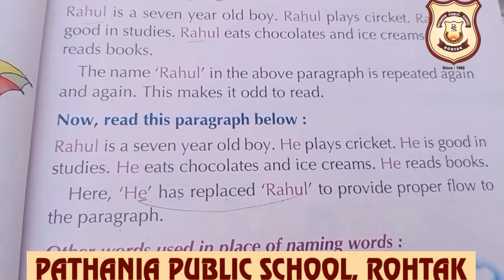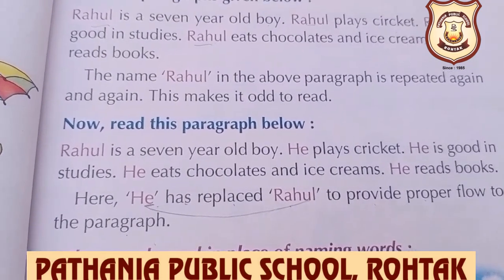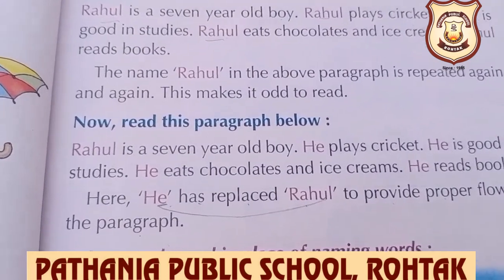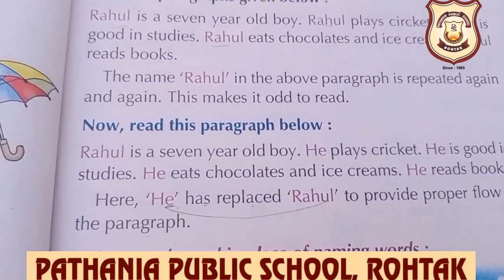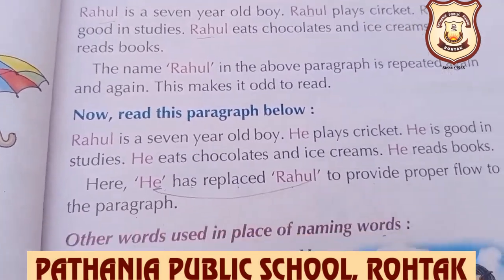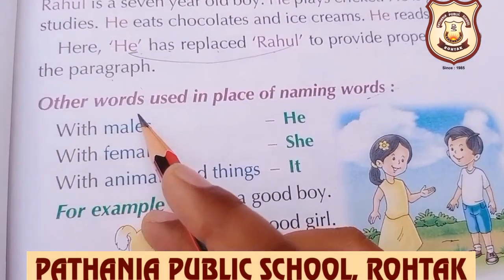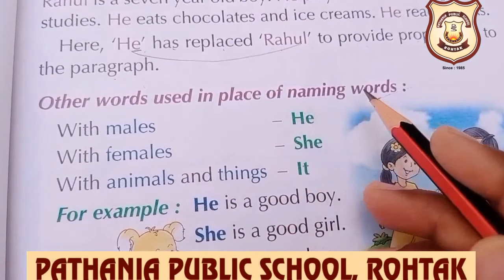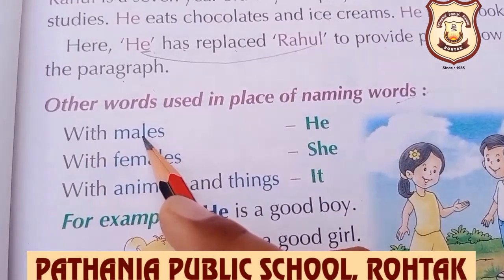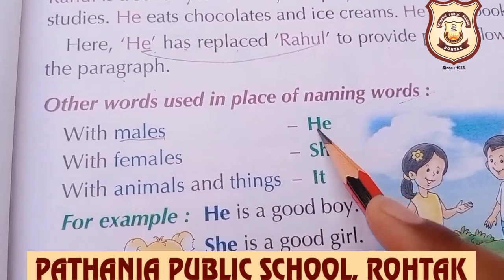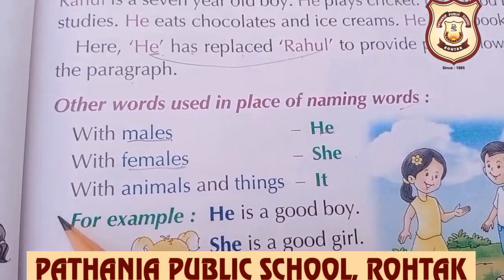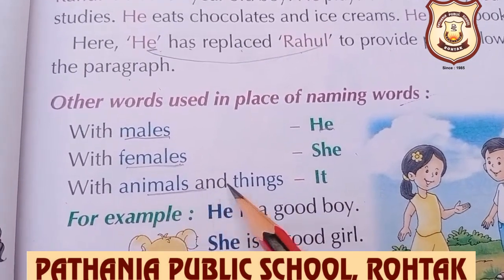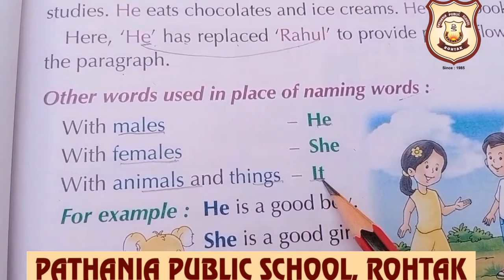Instead of using a name again and again, we can use a pronoun. It can be he, she or it, depending on the naming word. Now other words used in place of naming words. As I told you, males के साथ आप he लगाएंगे, females, girls के साथ आप she लगाएंगे, with any animal or thing उनके साथ आप it लगाएंगे.